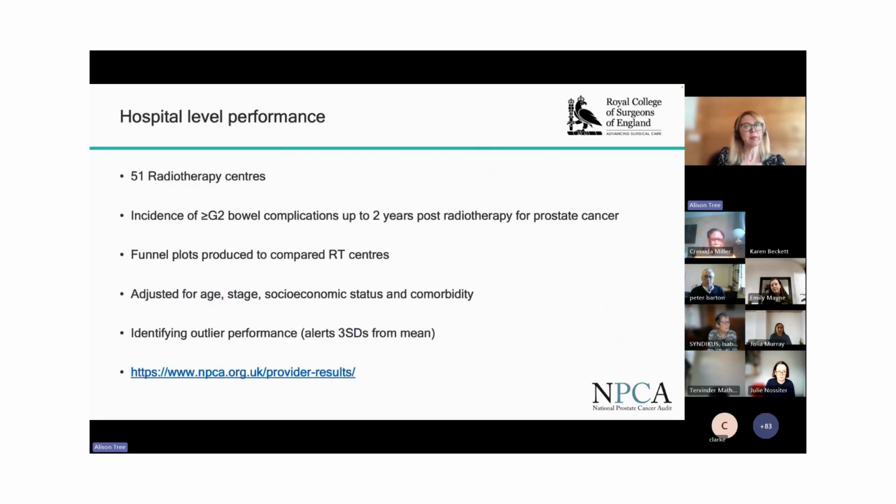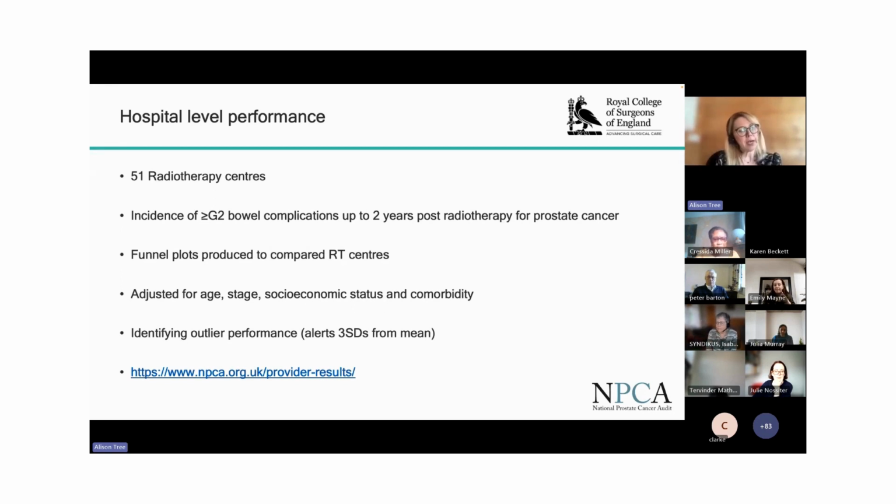What about hospital level performance? So there are said to be 51 radiotherapy centres, although some of those have satellites. And one of the indicators that we publish in our reports is the incidence of grade 2 or higher bowel complications up to 2 years after radiotherapy for prostate cancer. And these are published, you might have seen it on the database or in the reports, as funnel plots, which show the variability between centres against volume. And I'll show you an example in a minute.